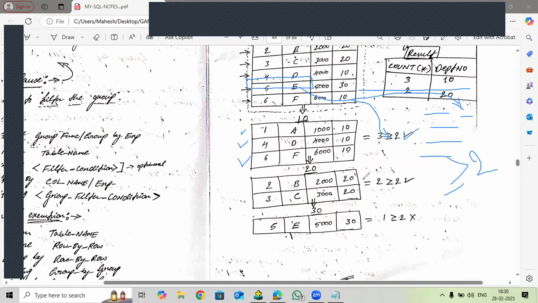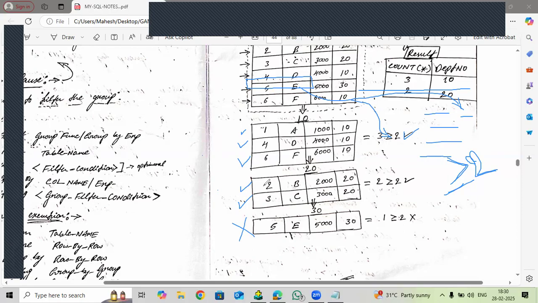Then it jumps to the second, that means department number 20 again. 1, 2. So it is still equal to or greater than 2, satisfied. And it jumps to department number 30. It is not satisfied because we just have 1 employee here. So it will just count the number of employees who are at least 2, more than 2. So that's how it will work.